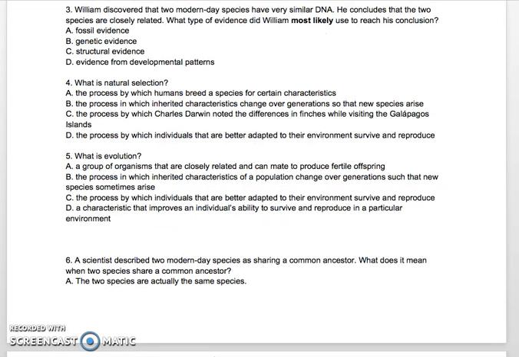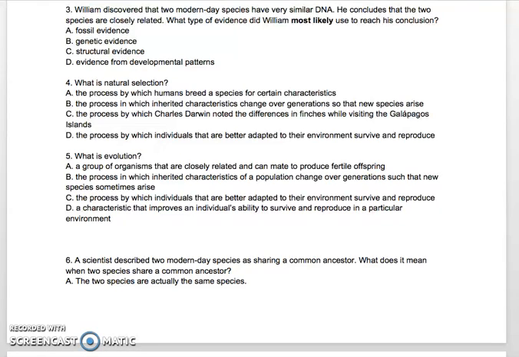Number 3. William discovered that two modern-day species have very similar DNA. He concludes that the two species are closely related. What type of evidence did William most likely use to reach his conclusion? A. Fossil evidence. B. Genetic evidence. C. Structural evidence. D. Evidence from developmental patterns.